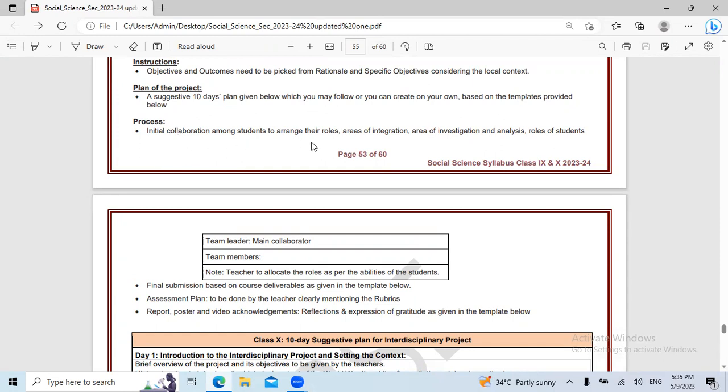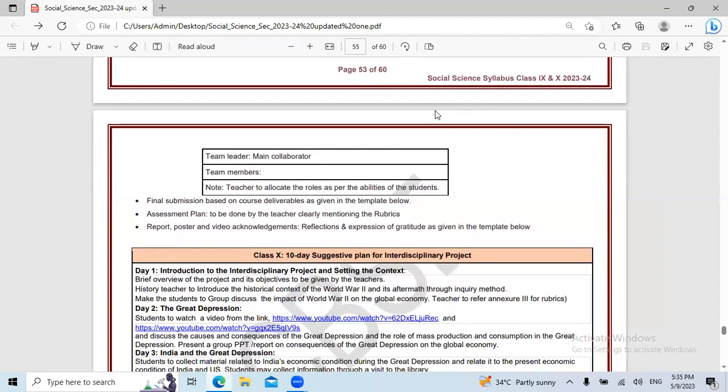Process: initial collaboration among the students to arrange their roles, areas of integration, areas of investigation and analysis, and roles of students. Now, what you are going to do as a teacher, you are going to appoint one team leader and then the team members will be there in that particular group. As per your class size, you are going to divide the class into teams and then appoint a team leader and team members. Team leader is the main collaborator, then team members. Note: the teacher is to allocate the roles as per the abilities of the students.